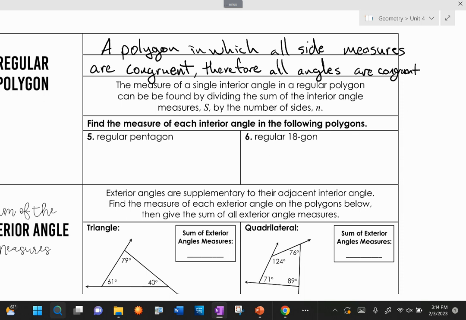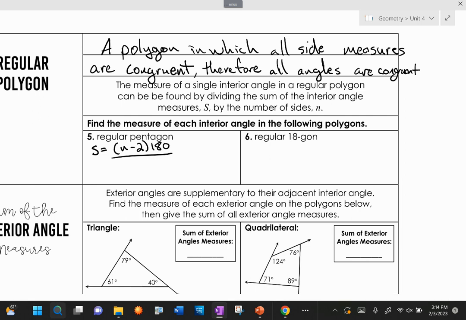Okay, Chazelle, would you like to read the next paragraph? Go ahead. The measure of a single interior angle in a regular polygon can be found by dividing the sum of the interior angle measures S by the number of sides. Yes, so what that's going to look like is, let's say we're working with a regular pentagon. Let's just set it up first. N minus 2 times 180 divided by what?